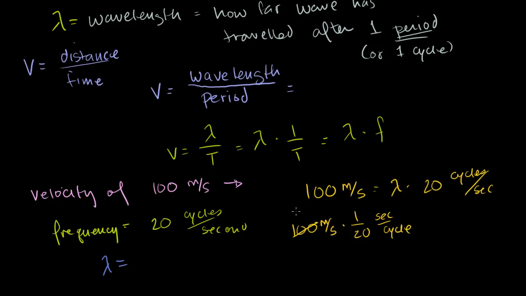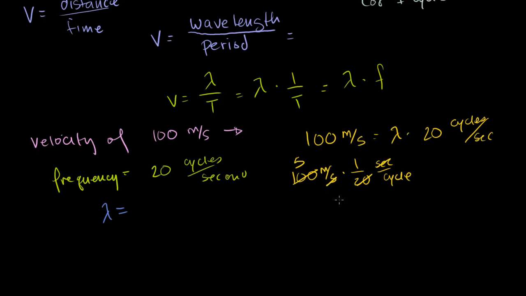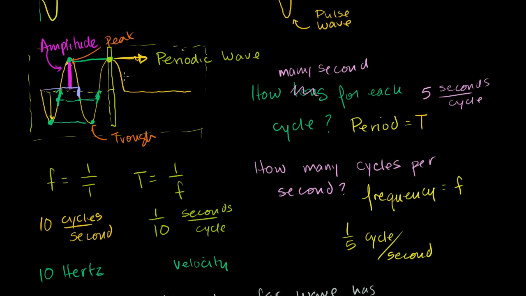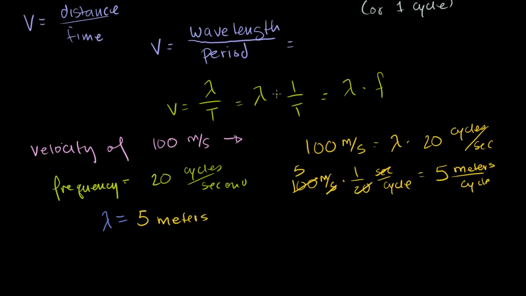And then this becomes a 5, this becomes a 1. So you get 5, and then the seconds cancel out. So you get 5 meters per cycle. So this is equal to 5 meters per cycle, which would be your wavelength in this situation. So it's 5 meters, or you could say 5 meters per cycle, but wavelength implies that you're talking about the distance per cycle. So if this is moving to the right at 100 meters per second, and I see this moving up and down 20 times in a second, then this distance right here must be 5 meters. Likewise, we can figure out the period very easily.